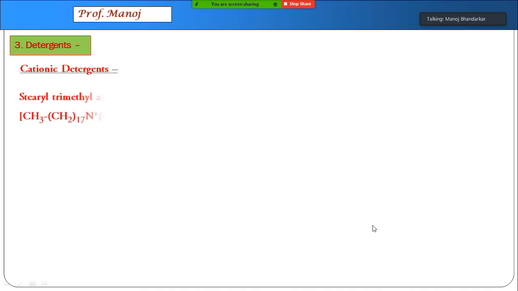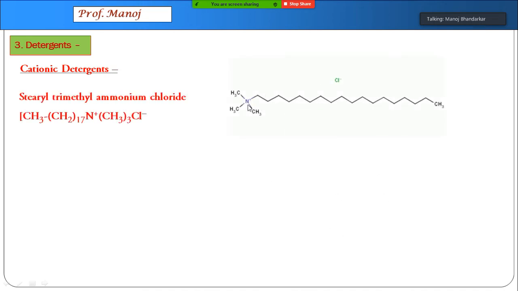Some more examples. Stearyl trimethyl ammonium chloride. Now you can see this nitrogen is with 3 CH3 groups. Stearyl indicates here an 18 carbon chain. This is an 18 carbon chain, and the remaining anion is outside here. Understand that wherever the positive charge comes, or in anionic the negative charge comes, that part is responsible for the cleansing job.